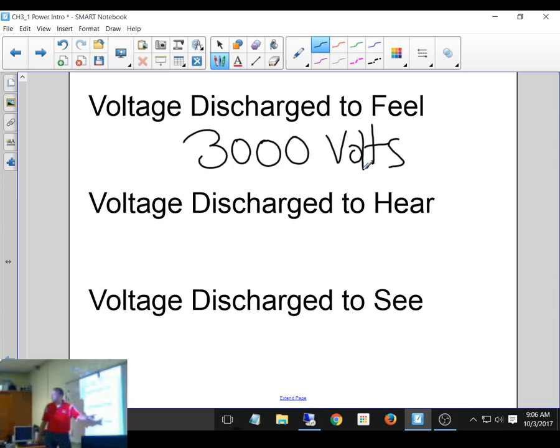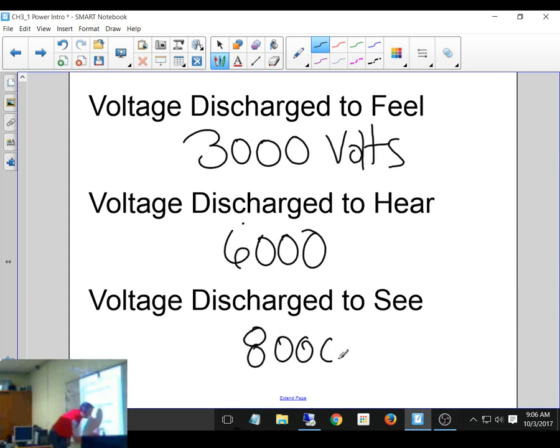To hear it, it's 6,000 volts. Okay, if you hear that crack when you do it, and to see it, to actually see the little blue sparks that go between us is 8,000 volts. Okay? Guaranteed, that'll be on the test with a little matching thing. Okay? And the big thing I want you to get from it is not really that, man, I'm going to try to get 8,000 volts so when I shock my sister I can see it. It's that you don't even know if it's below 3,000.